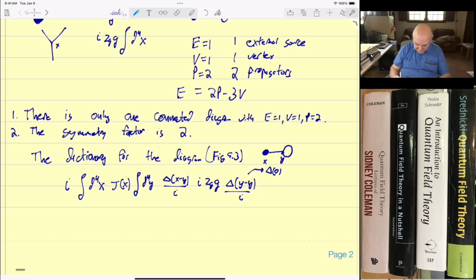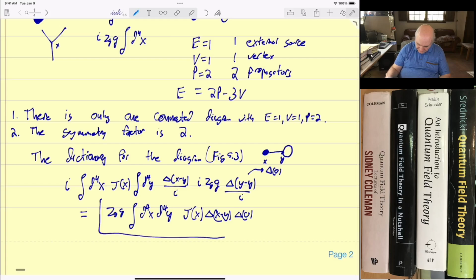So, as you can see, the i's all cancel. So this is just equal to Z_g g, the integral d4x d4y j(x) Δ(x minus y) Δ(0). So this is our goal, to get a formula like this.